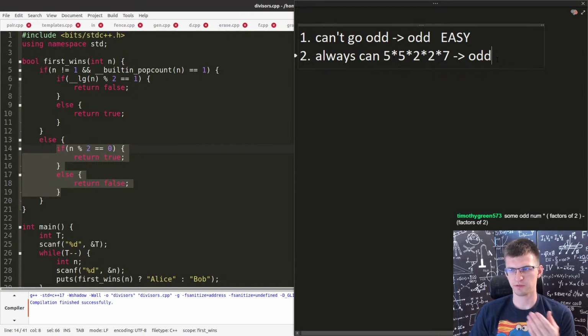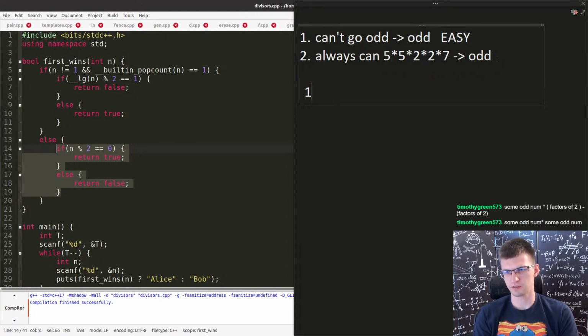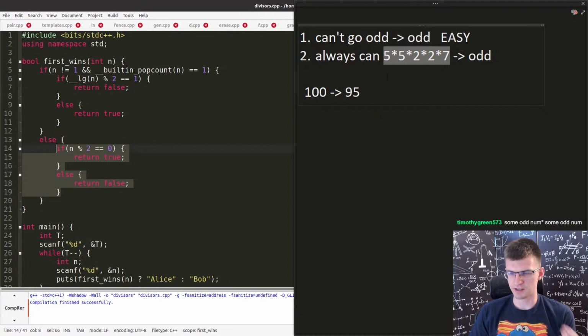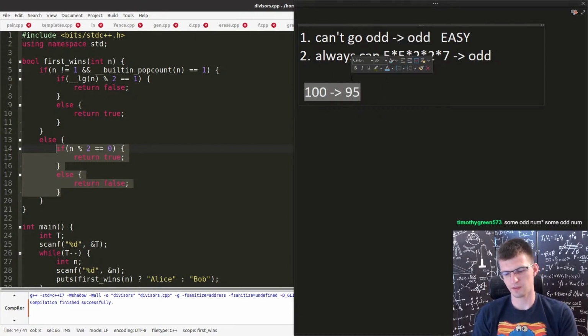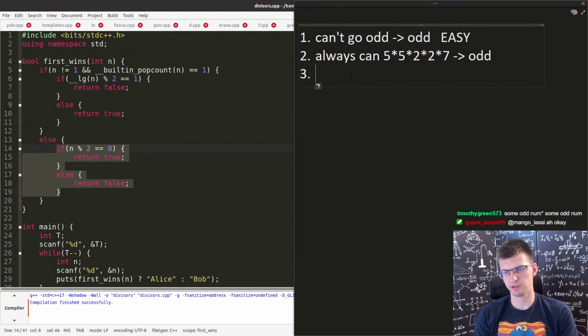Like, let's say we have 100. Then 5 is one of the divisors. We go to 95. 95 is a losing state, so this is a good move for me, and 100 is a winning state. So an exception is some powers of 2. And the third point is what happens with powers of 2.